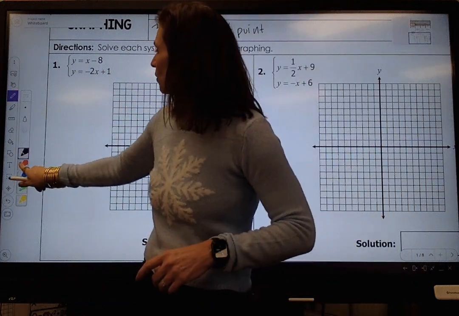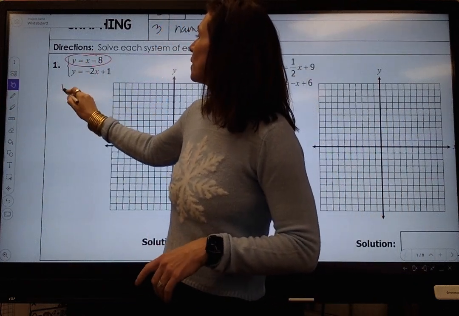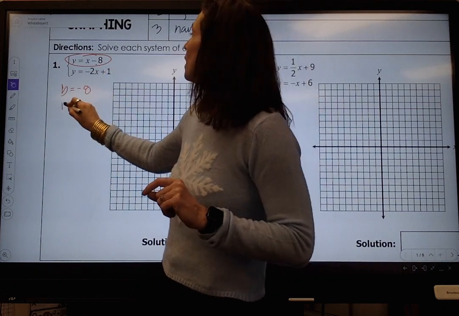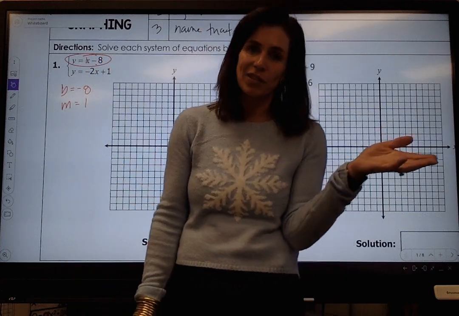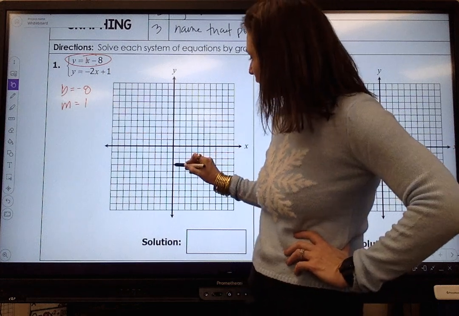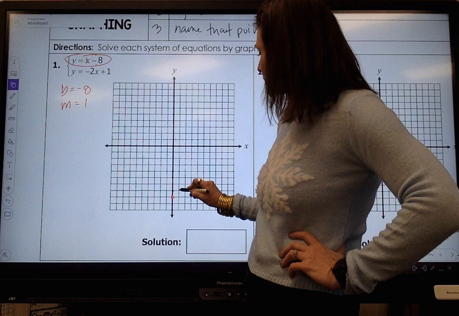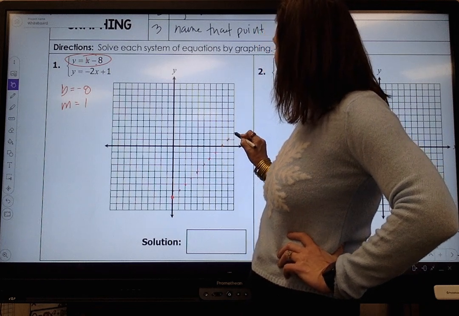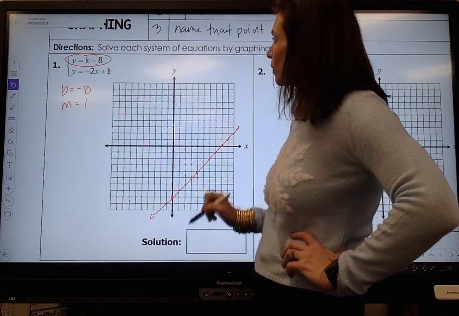So if we look at number one, it is already in slope-intercept form. So all I'm going to do is name in red, my beginning point is -8, the constant term, and your slope is +1 because that's your coefficient in front of x. You guys know that from last unit. So now I'm going to graph this line in red. My beginning point's -8, right here, and my slope is +1, so up 1 over 1, up 1 over 1. I'm going to go through the graph as many times as I can, and graph that line all the way through, arrows on both ends.